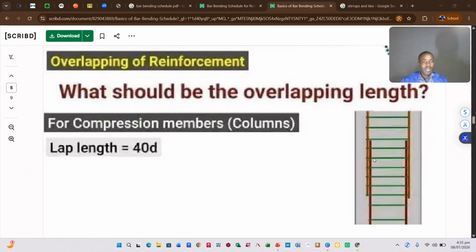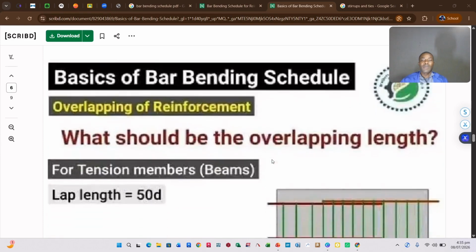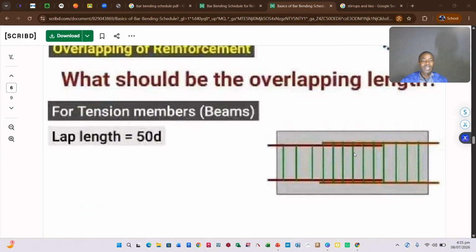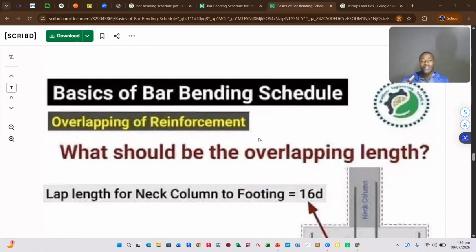So this simply means if this section of our concrete is subjected to compressive loads, then we are going to consider this distance from this part to this part as 40 times the diameter of this same bar, the same specimen we are dealing with in columns. Okay. Now, for a section that is in tension, for example, this bottom part which experiences high tension, you're going to consider this lap distance, overlapping distance, as 50 times D, 50 times the diameter of the bars. These are basics that we must understand.